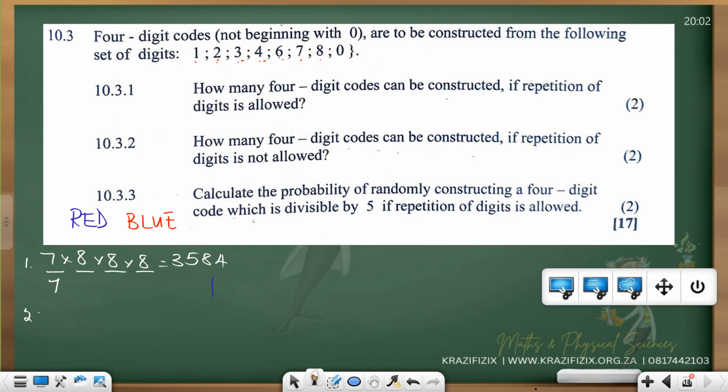Come, Noe. Oh, you're done? Okay. 1, 2, 3, 4. What's your first option? It's still 7 because I still have 1, 2, 3, 4, 6, 7, 8. 7. What about the next one? Is it 7? You sure? Okay, it cannot be 8 because now they said no repetition. So I only have 7 because I've already used 1. So I have 7. Next, 6. Next, 5.